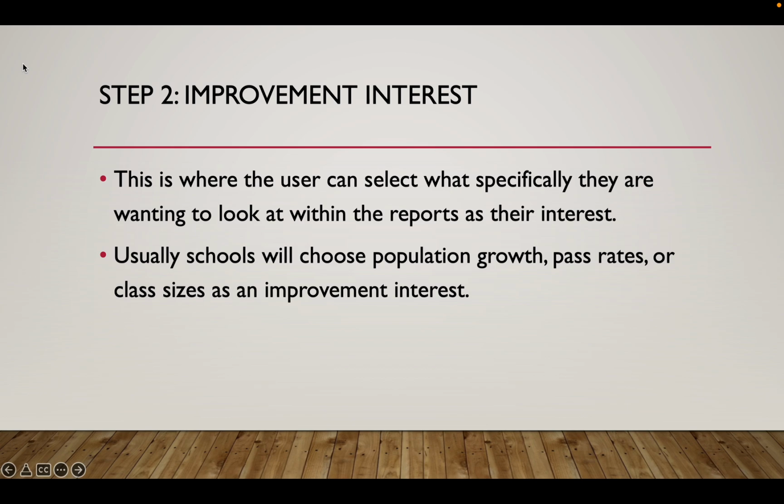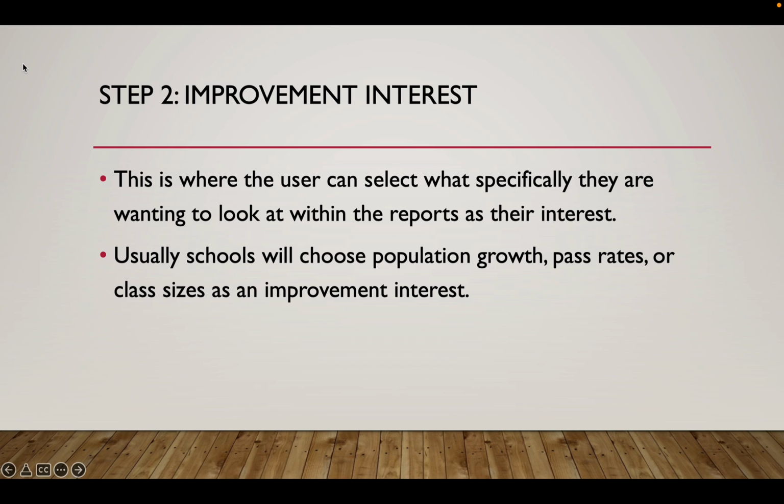Step 2 is the improvement interest. This is where the person who is conducting the ROI selects what specifically they want to look at within the reports. Usually big schools will use things like population growth, pass rates, and class sizes. For example, how many people are taking certain classes as their interest.